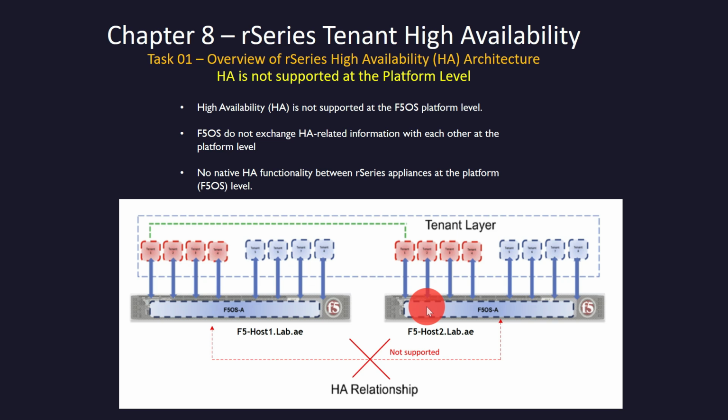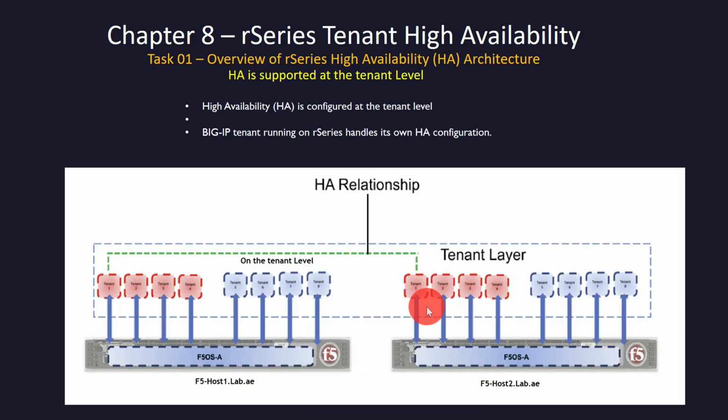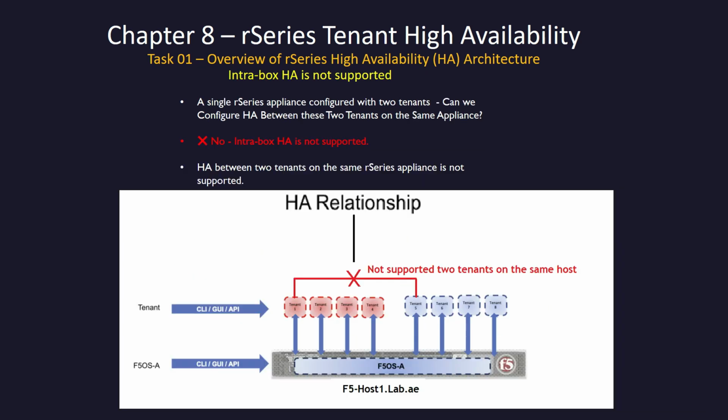There is no native HA functionality between rSeries appliances at the platform level. Okay, where is HA configured then? Great question. High availability is configured at the tenant level, not at the F5OS platform level. Meaning, each BIG-IP tenant running on rSeries handles its own HA configuration.